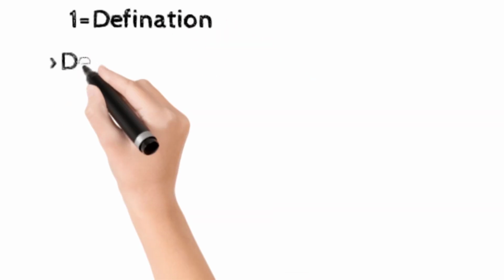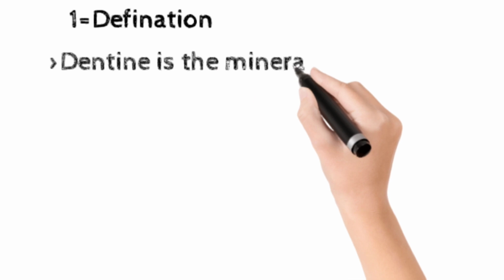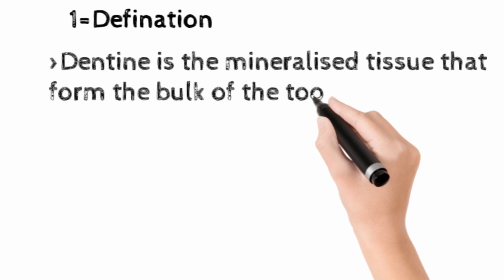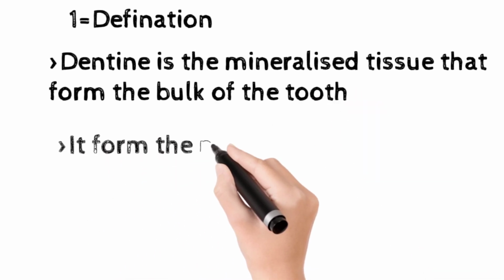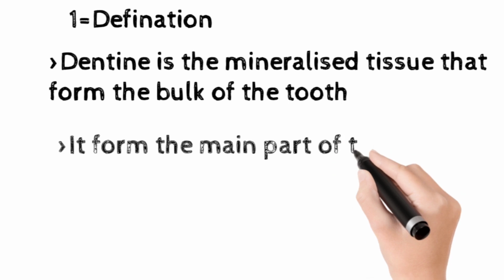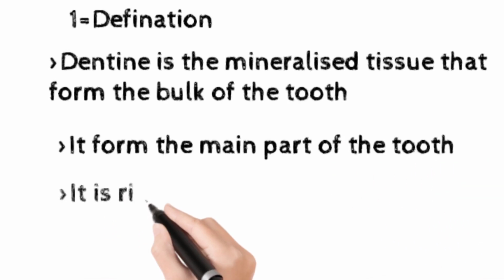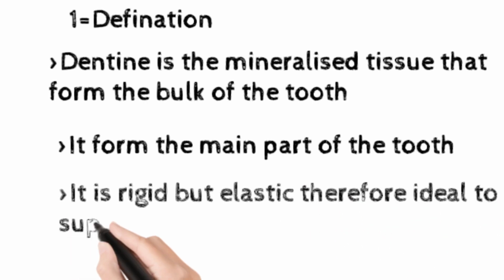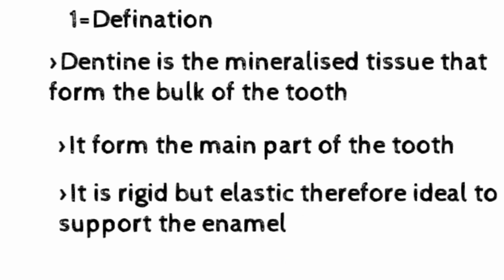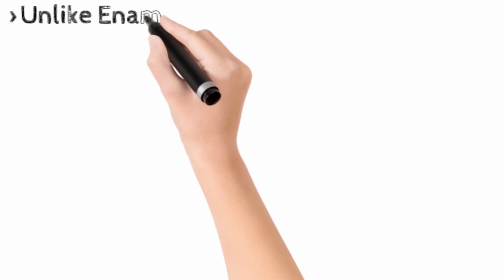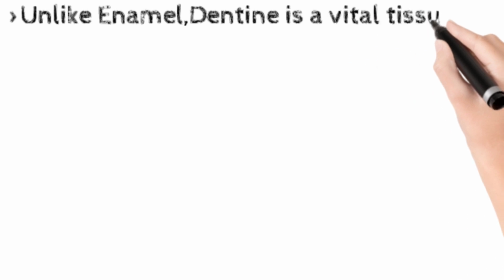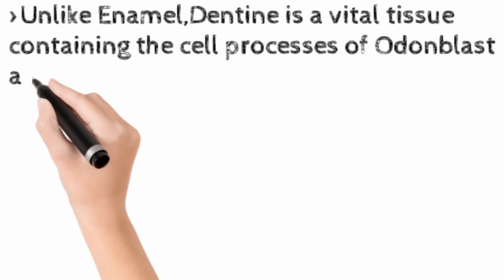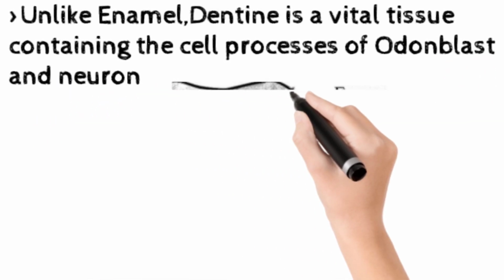Now first we start from the definition of dentin. In definition we will study 4 points. Number 1 is that dentin is the mineralized tissue that forms the bulk of the tooth, making the main part of the tooth. The third point is that it is rigid but elastic, therefore ideal to support the enamel. The 4th point is that, unlike enamel, dentin is a vital tissue which contains the cell processes of odontoblast and neuron, but the enamel is a non-vital tissue.